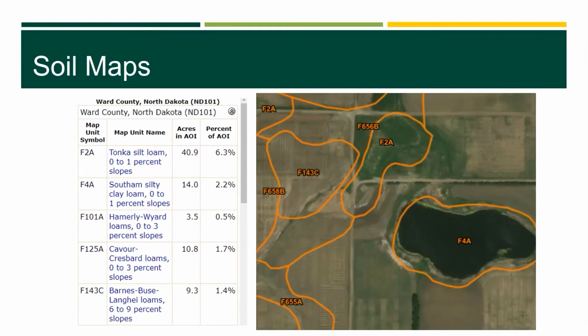Similarly, we can see F143C right here, which corresponds to the map unit name Barnes Buse Langhigh Loams 6 to 9% slopes. This tells us that we have 3 major components: the Barnes soil, the Buse soil, and the Langhigh soil. There exist other components within this map unit, but the components that make up the largest portion of this map unit are these 3. We can also see that we have a loam surface texture, and our slopes are steeper, 6 to 9%.